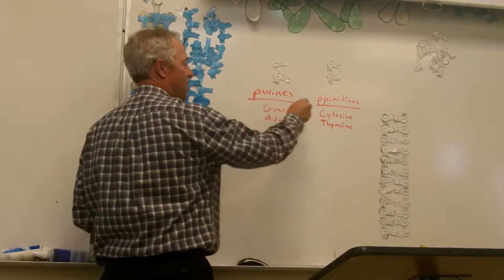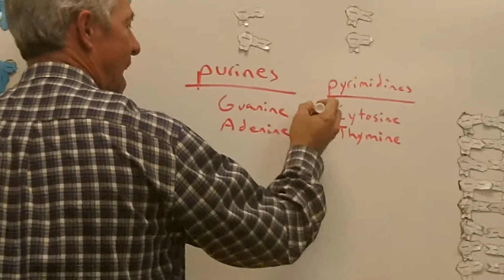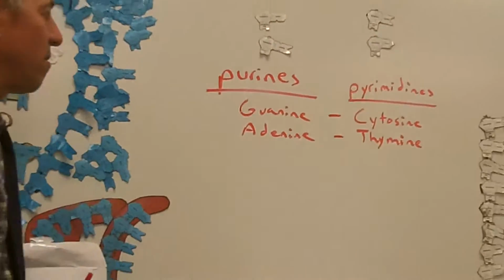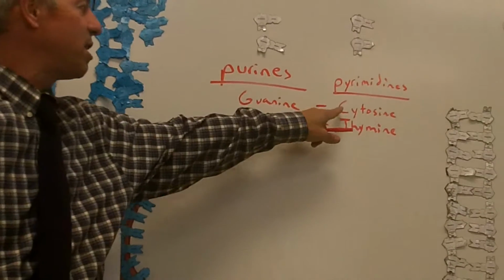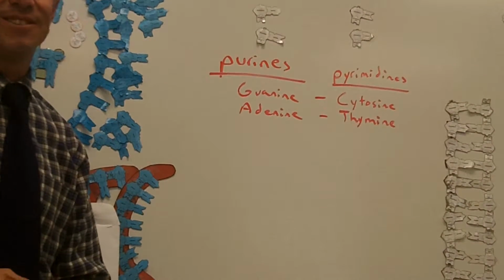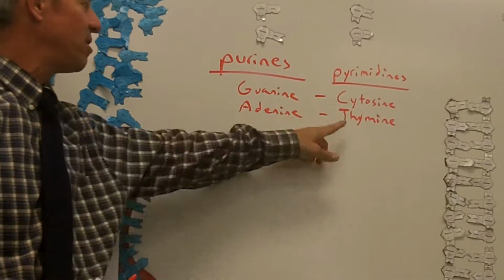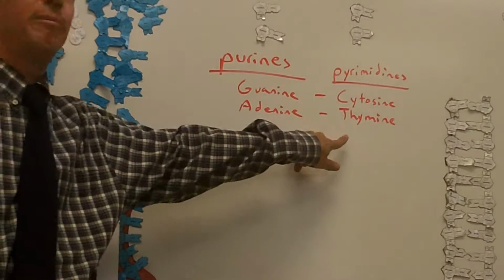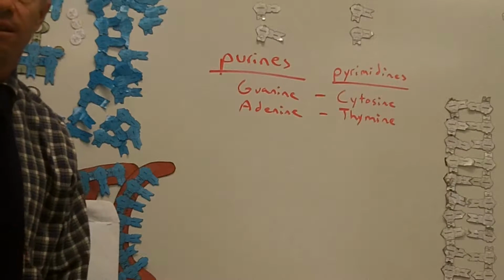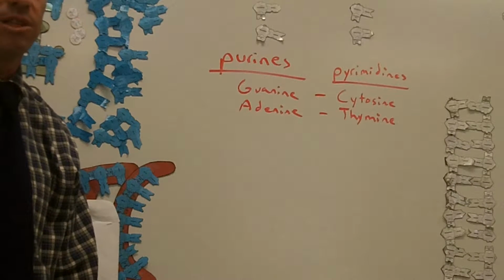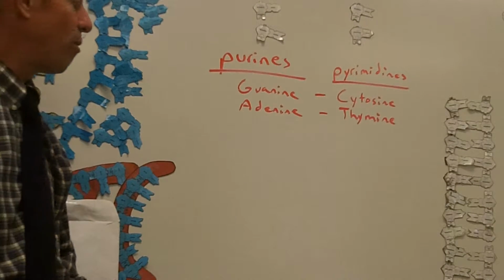So G always bonds to C, and A always bonds to T. I always remember grilled cheese. I like to eat grilled cheese. That was one of my favorites. G bonds to C, and A bonds to T. At, you can remember at. Grilled cheese to me is more fun to remember.